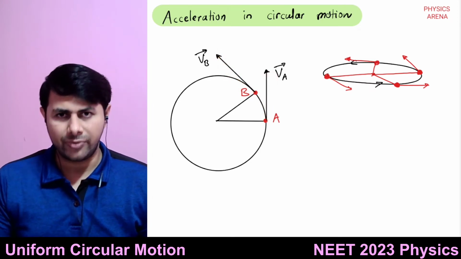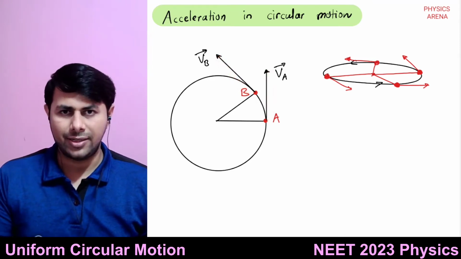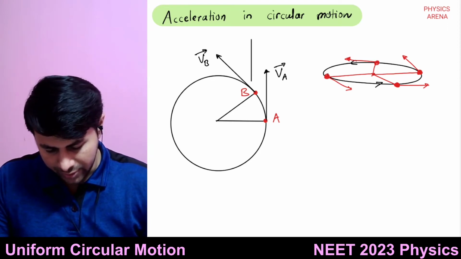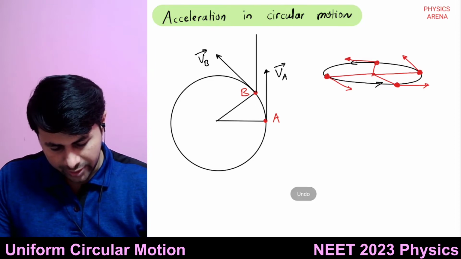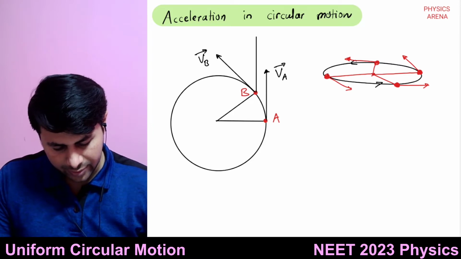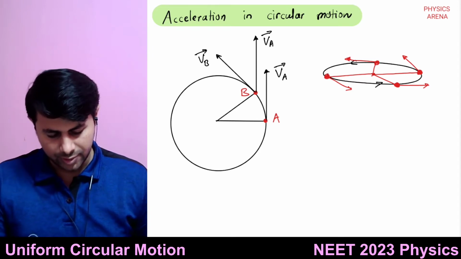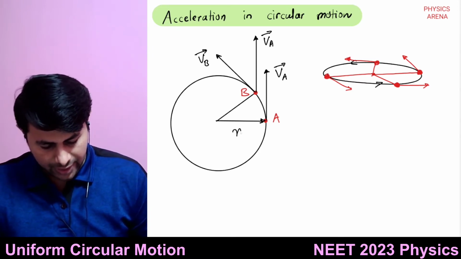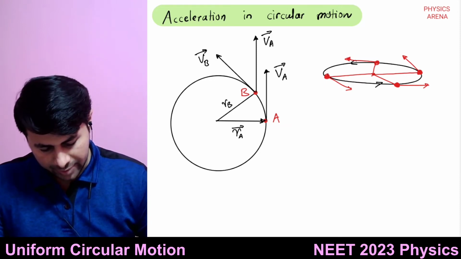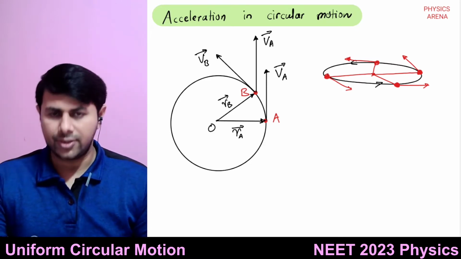So what will be the change in velocity? It will be VB bar minus VA bar. So to subtract it, I will move this VA bar over here. Okay, so I will draw VA bar at this point. So this is my VA bar. This is RA bar, the radius vector when the object is at point A. This is RB bar, the radius vector when the object is at point B. Okay, this is the origin.